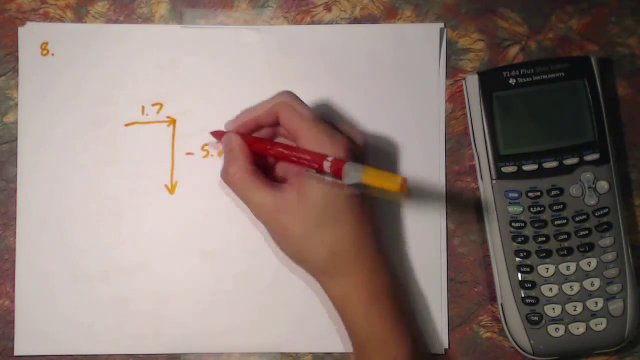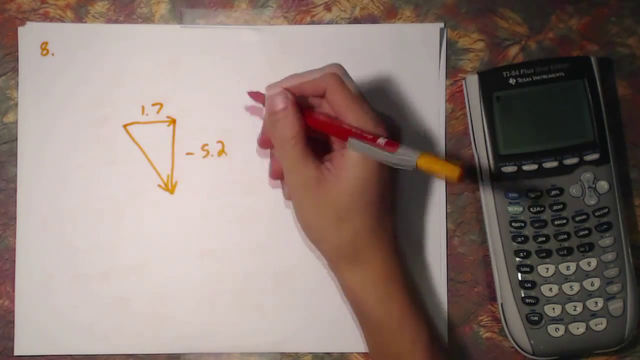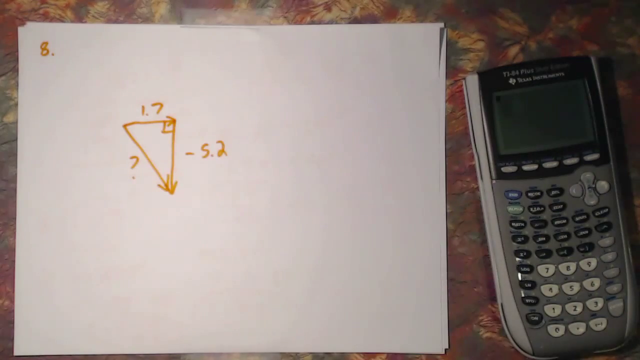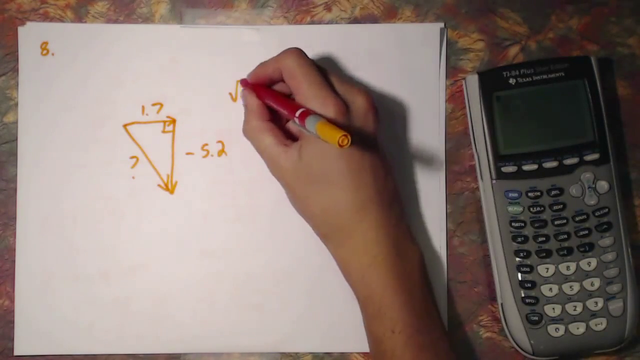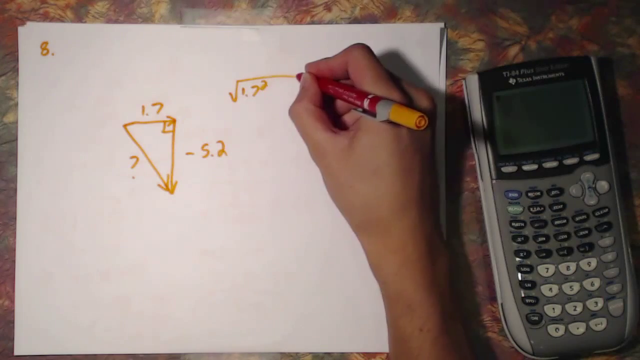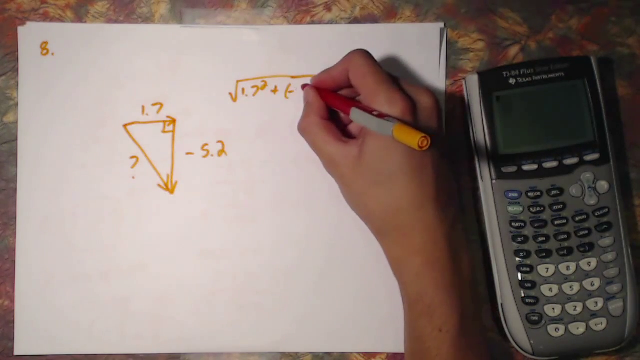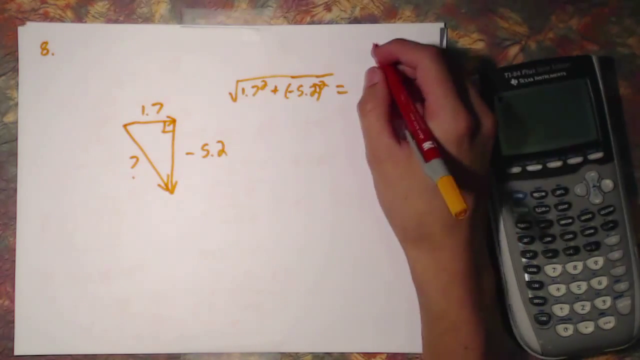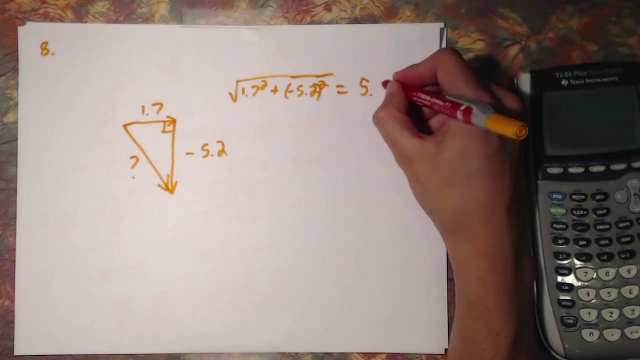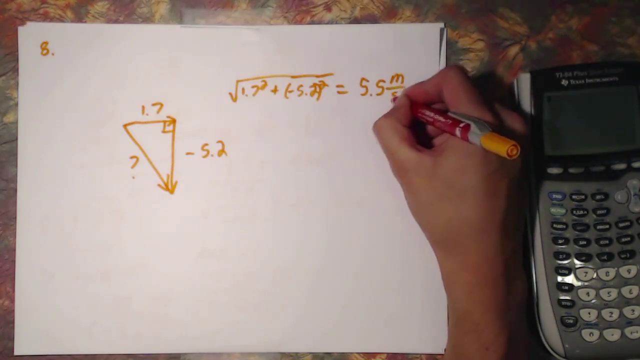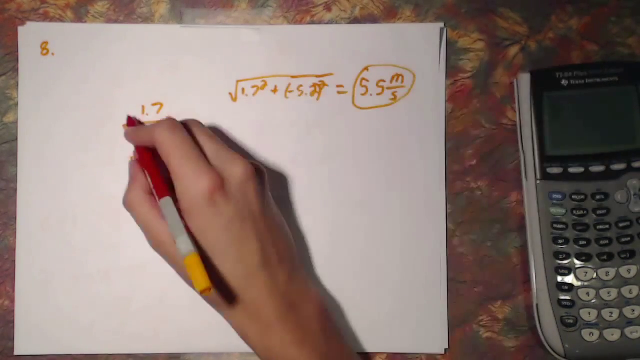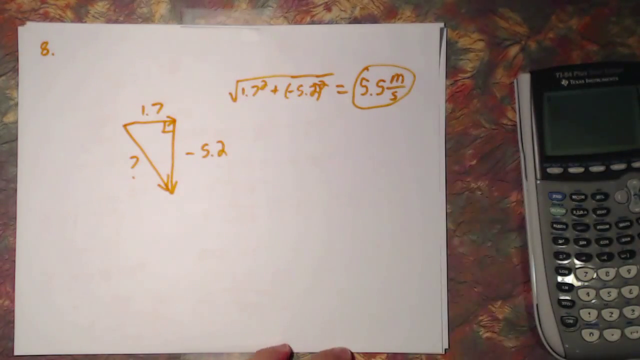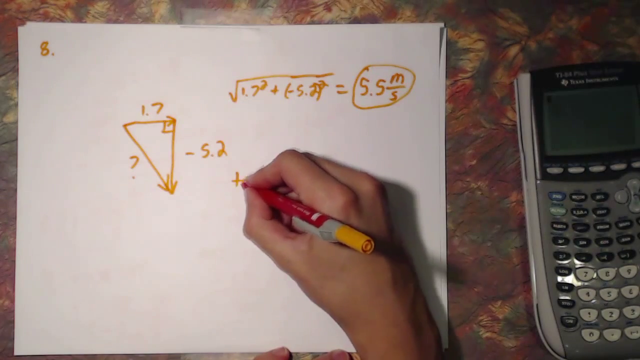These are vectors, right? So we just draw our resultant vector. And to figure out what that is, we use the Pythagorean theorem. So we're going to do the square root of 1.7 squared plus negative 5.2 squared, which is going to give us 5.5 meters per second. So that's the magnitude of this vector, and now we need a direction. So we're going to take the inverse tangent.